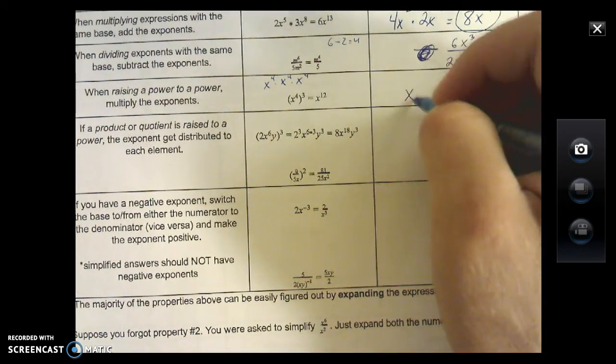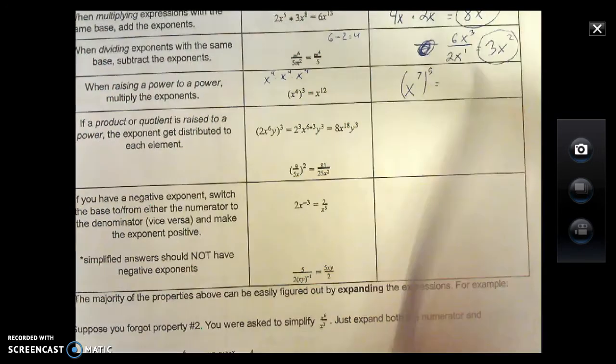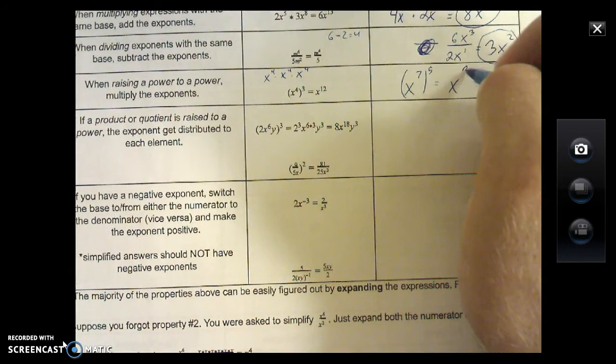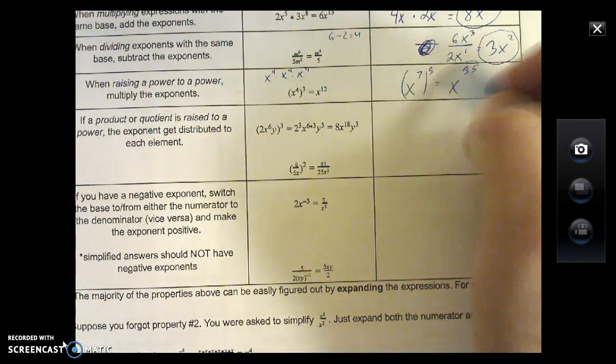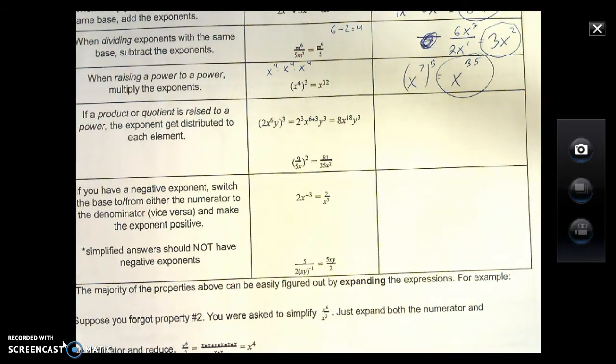So I could do something like x to the 7th raised to the 5th power. Okay, I wouldn't want to draw it out 5 times. So if I multiply here, I get x to the 35th power. Boom.